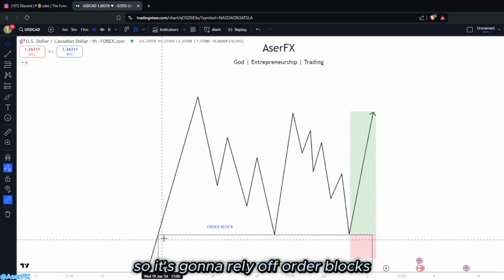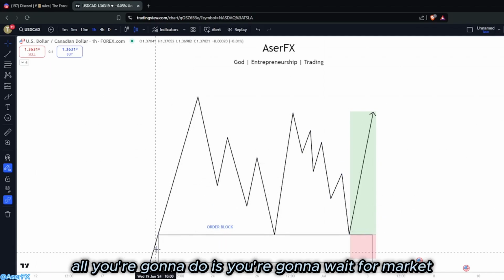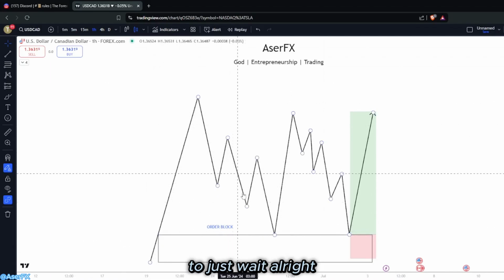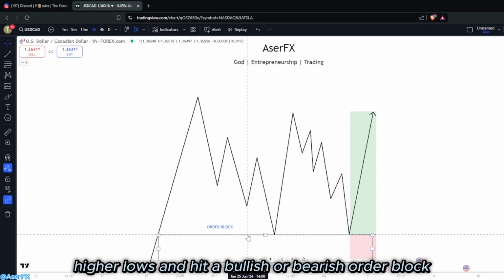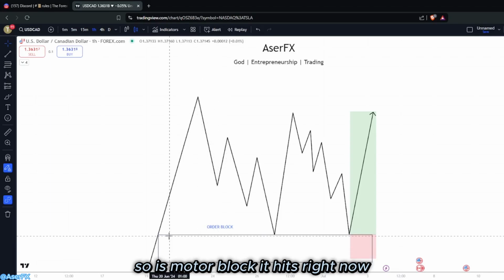So it's going to rely off order blocks. All you're going to do is wait for the market to make higher highs, higher lows, and hit a bullish or bearish order block. So this is my terrible drawing of my order block. So here's my order block.